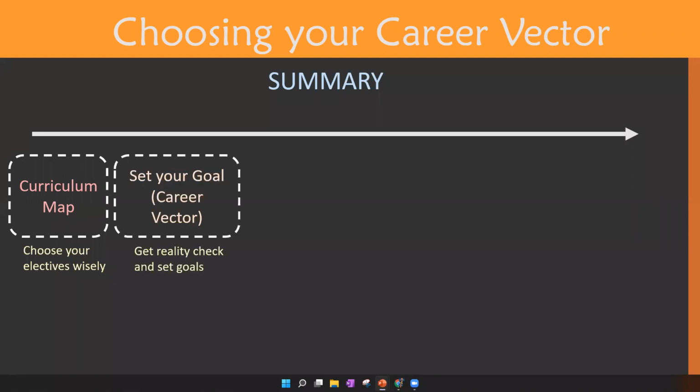The second step is setting your goal, and you get a mentor and get a reality check and set your goals accordingly. And the third step is to act on the feedback that you receive, and you build a resume blueprint, which will act as a to-do list for you to accomplish.